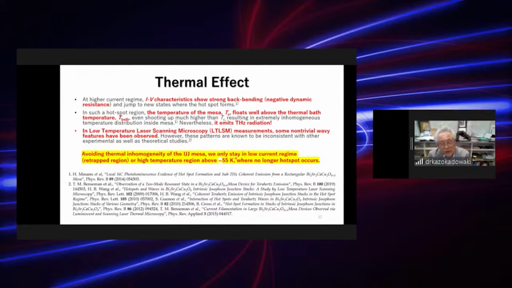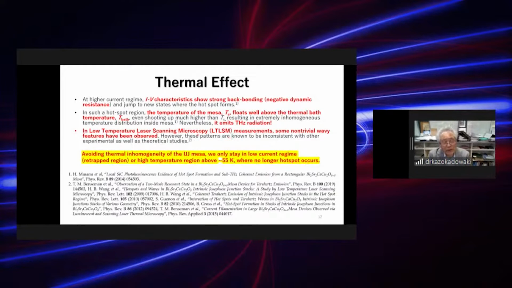So in order to avoid that, we go to low temperature, or we go to higher temperature, because if we go higher than 55, we don't have this hotspot effect. But Tc is something like 85K, so it is close to Tc. So we have a short range in temperature in order to get radiation.